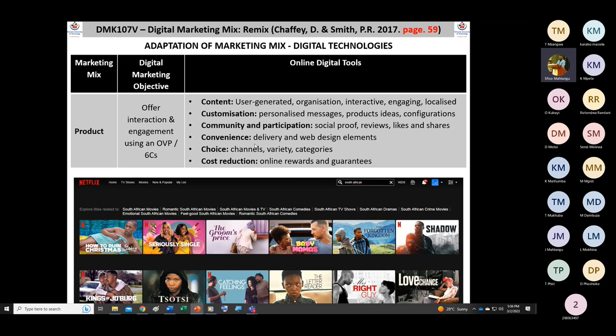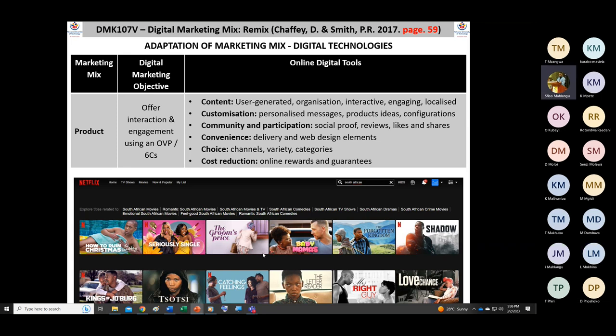So if we're analyzing this on a Netflix case study, we will talk about international movies, South African movies, comedy, drama, all the choices that customers have, including TV, sport. Okay, I think sport is on another one, which is Showmax. So you can see that Showmax has more choice than Netflix if we compare the two, because Netflix doesn't have sport.